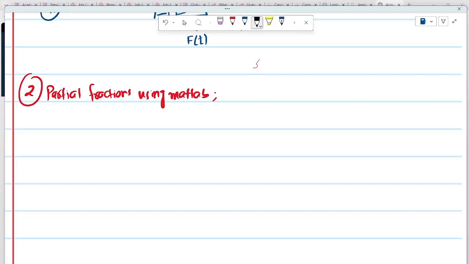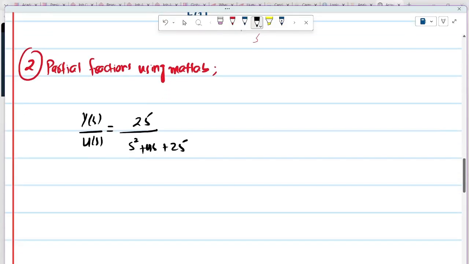Let's suppose you have a Laplace transfer function, and that is output Y(s) divided by the input U(s) equals 25 divided by s square plus 4s plus 25. So obviously this is the numerator and that's the denominator, because we have to explain to the MATLAB what we are trying to get from the MATLAB.